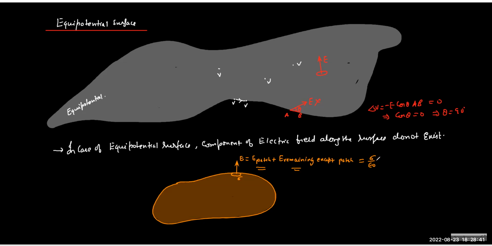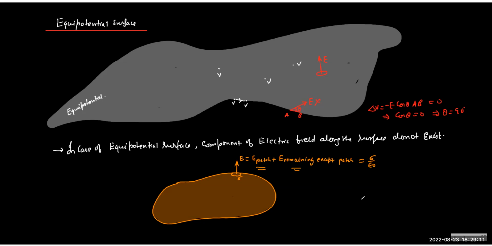So E patch is sigma by 2 epsilon naught. E remaining is also sigma by 2 epsilon naught. And we use the concept of infinite sheet to arrive at the logic. Anyway, the equipotential surface is a very, very important concept, and it always works. So to define some logic, we use the concept.